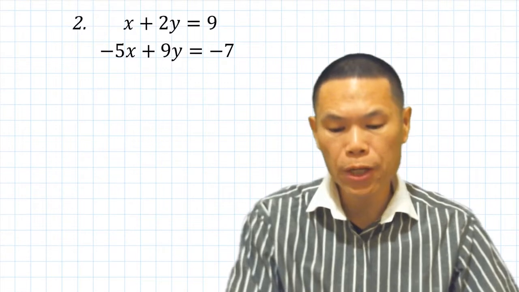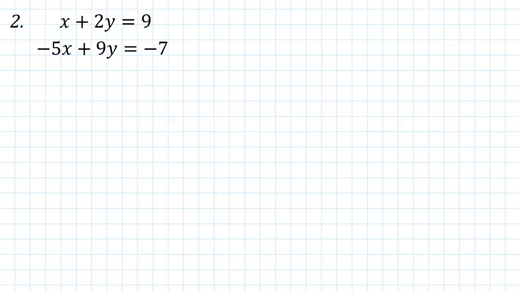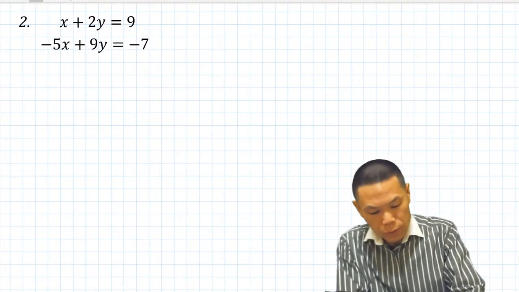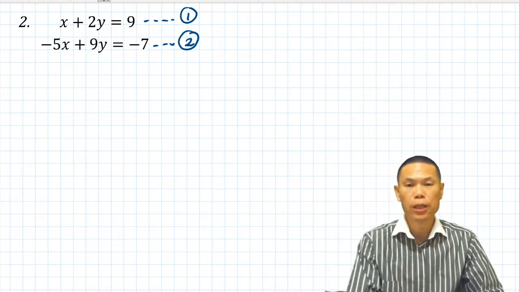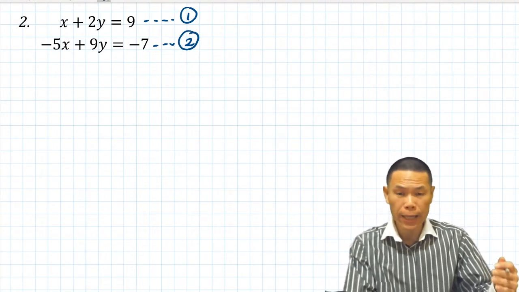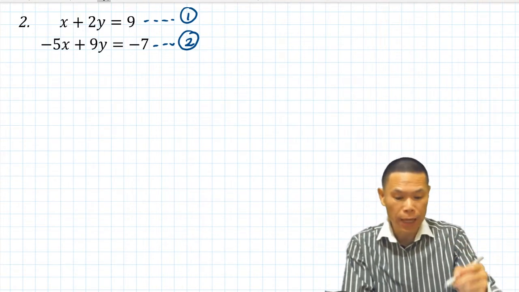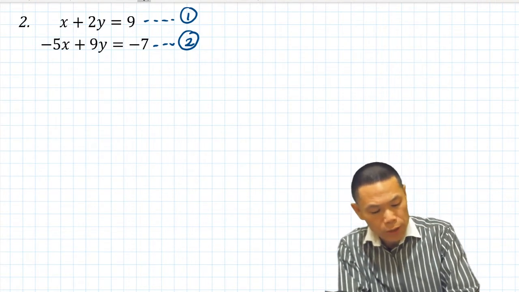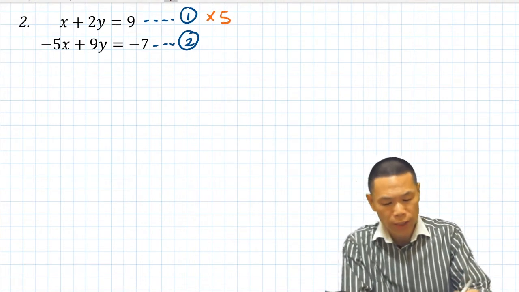Now, please stop the video and try this one yourself. Let me go through the question with you. So we'll name the first equation here equation number 1, and the second one is equation number 2 first. So you can either eliminate x out or y, doesn't matter. But in this case, I'm going to eliminate x out because we have plus x and minus x. So I just times the first equation by 5 to make the coefficient of x the same.